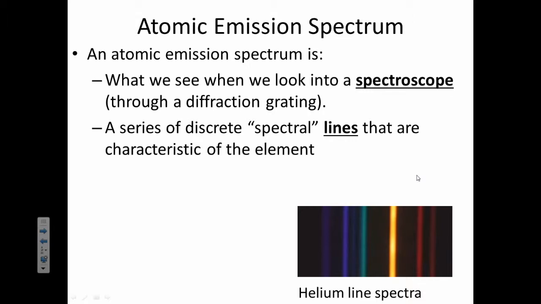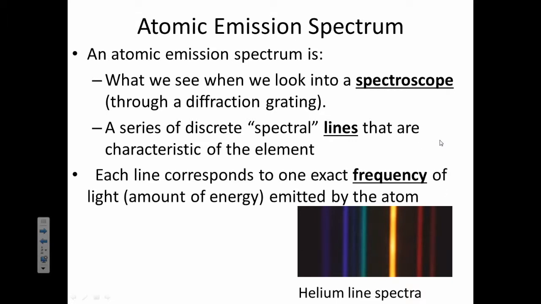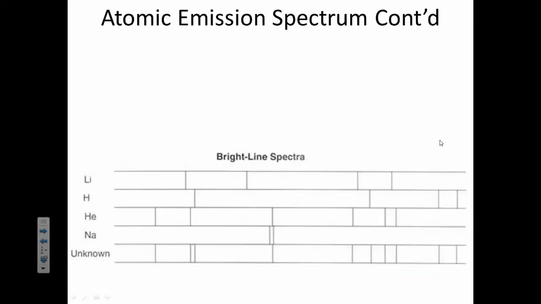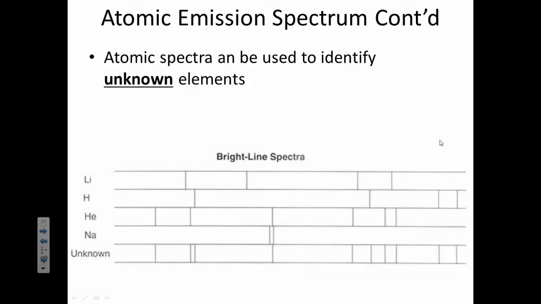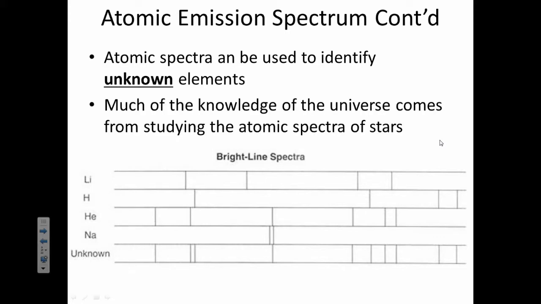It produces this series of discrete spectral lines that are characteristic of the element. For example, here is helium's set of spectrum lines. Every single line corresponds to one exact frequency of light that's emitted by the atom. So you can use this, like I was saying, to identify unknown elements. That's actually how they understand which elements are present in the stars.